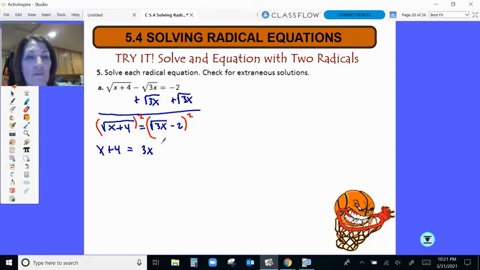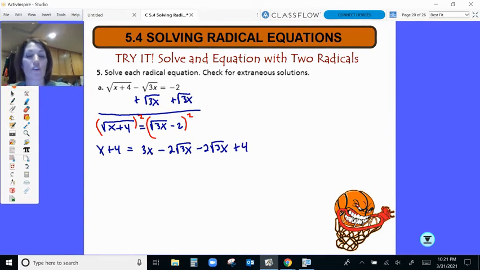Then I'm going to take my first and last term because we're multiplying binomials, right? So 3x times negative 2 becomes negative 2 square root of 3x. And we do it twice because it becomes my other first and last. So another negative 2 square root of 3x. And then it's my last term squared. So negative 2 times negative 2 is plus 4.